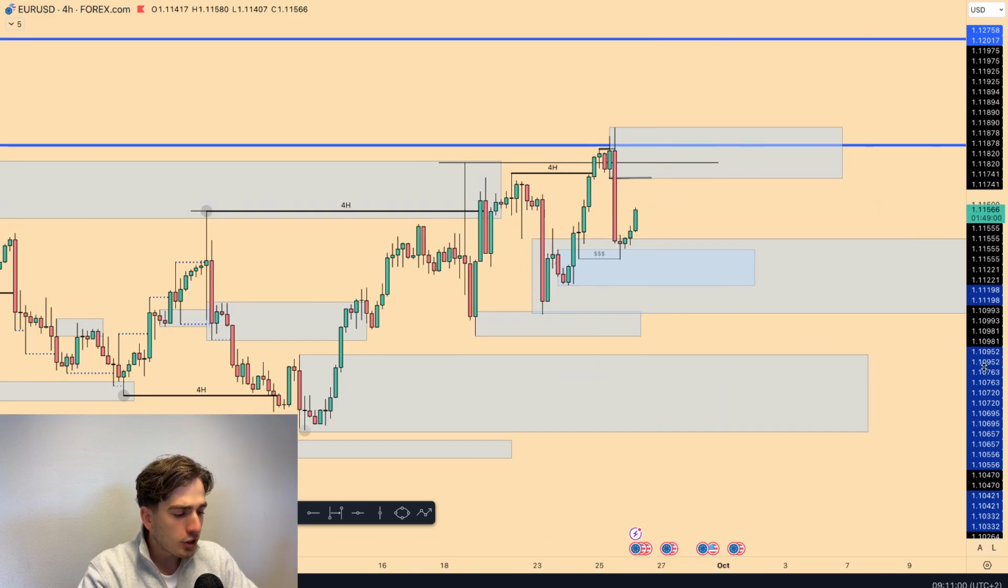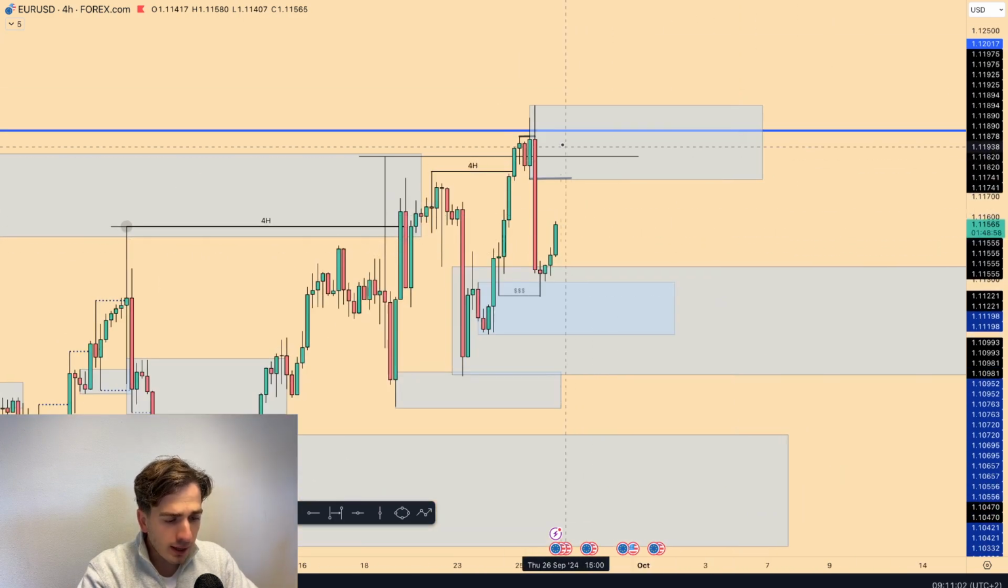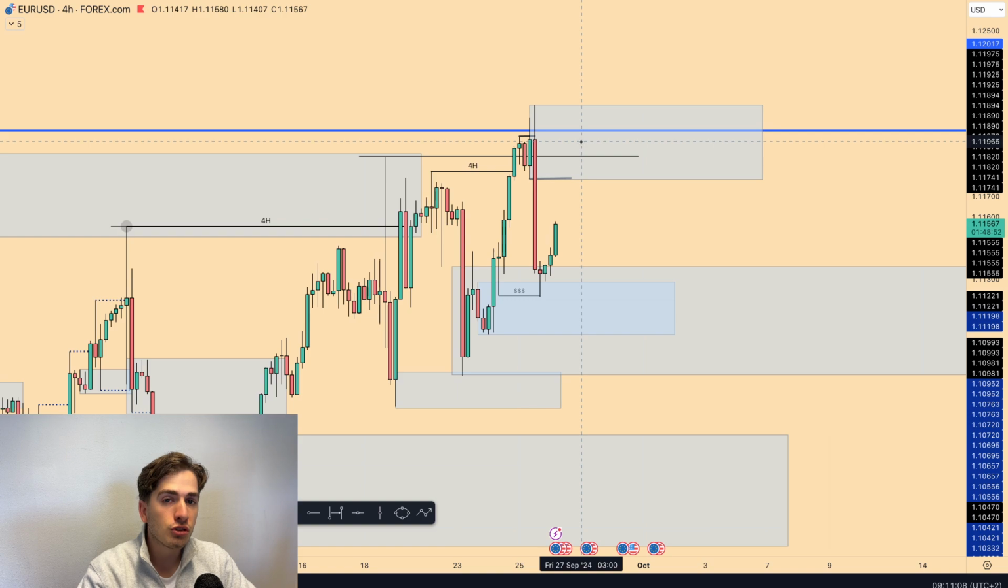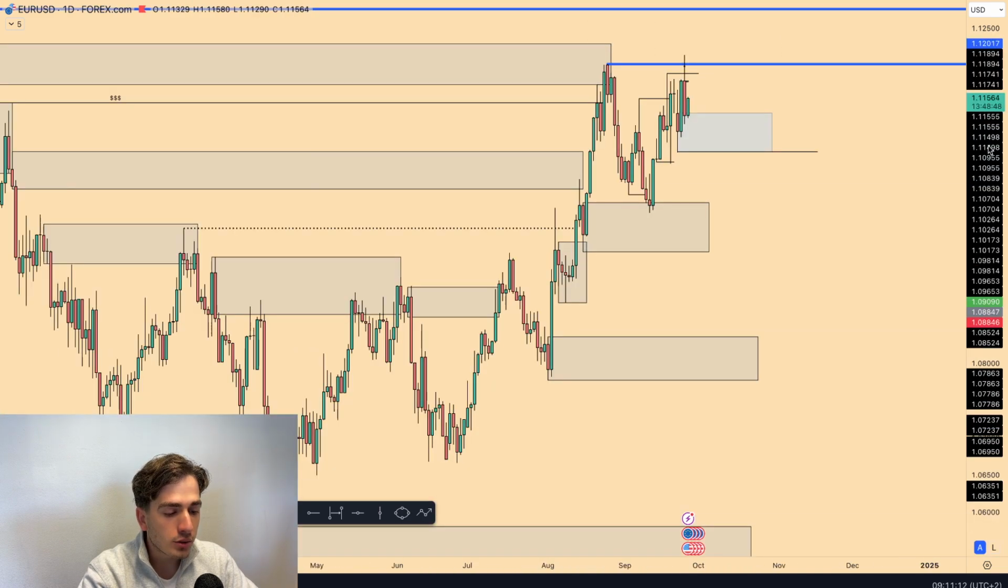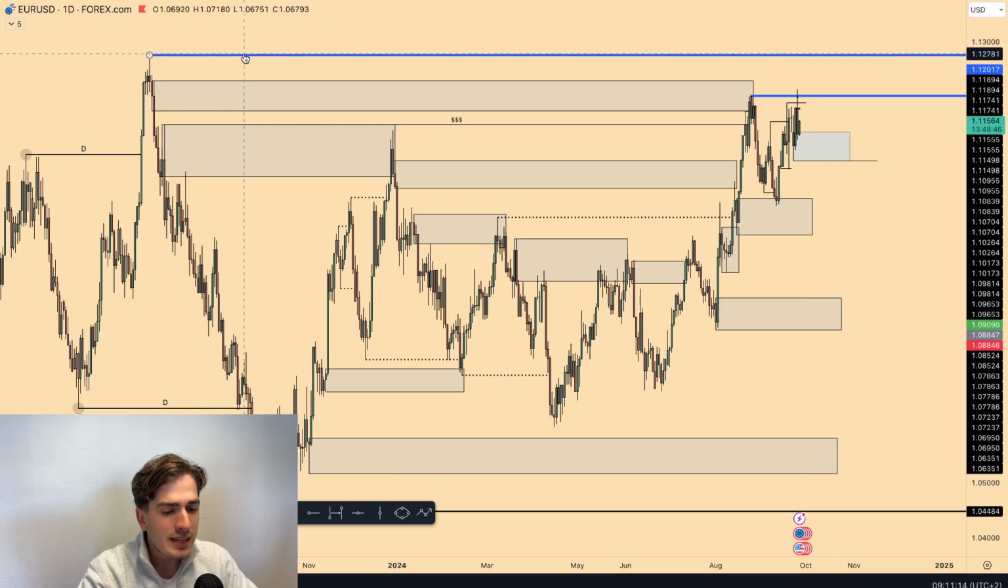Okay, so yes, still looking for buys if we come in towards this supply zone. Obviously maybe a short-term short, but otherwise I expect this to simply be a reaction zone, nothing more than that. And then my ultimate target for EURUSD for now, as long as the daily plays along, is this ultimate swing high here at 1.12758.